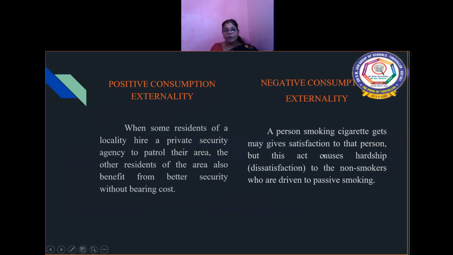Before that, we are going to discuss the difference between positive consumption externality and negative consumption externality. When some residents of a locality hire a private security agency to patrol that area, the other residents of the area will also benefit from that, isn't it? They will get better security without bearing any cost. For negative consumption externality, a person smoking a cigarette may get satisfaction to that person alone, but this act causes hardship, that is dissatisfaction, to the non-smokers who are driven to passive smoking.